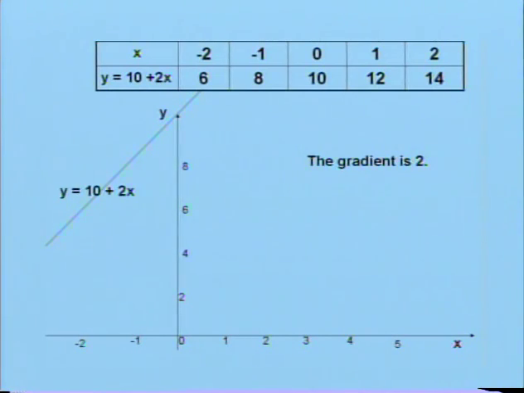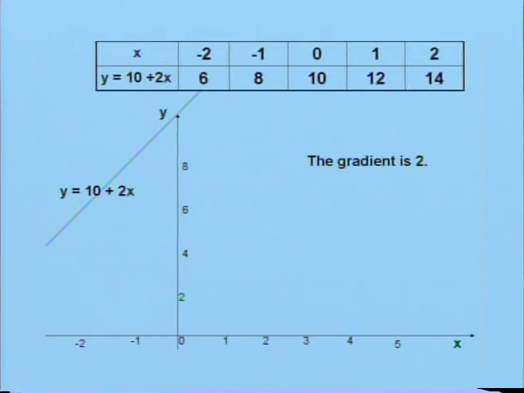Let's look at another equation: y is equal to 10 plus 2x. We have the values for x as minus 2, minus 1, 0, 1, 2, and corresponding y values as calculated. When you substitute negative 2 into the equation, we have y equal to 6. When negative 1 is substituted, we have 8. When 0 is substituted, we have 10. When 1 is substituted, we have 12. When 2 is substituted, we have 14.